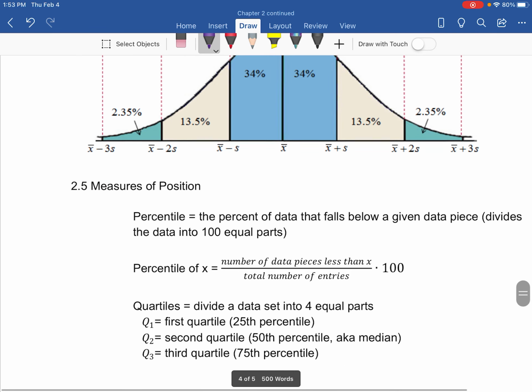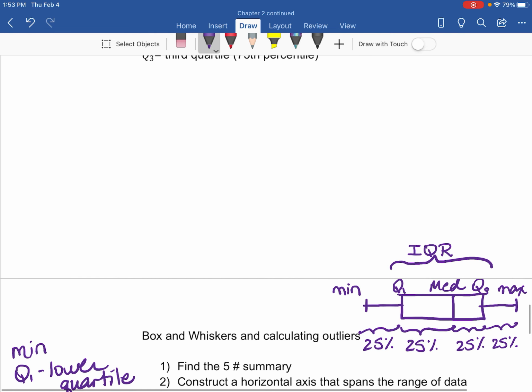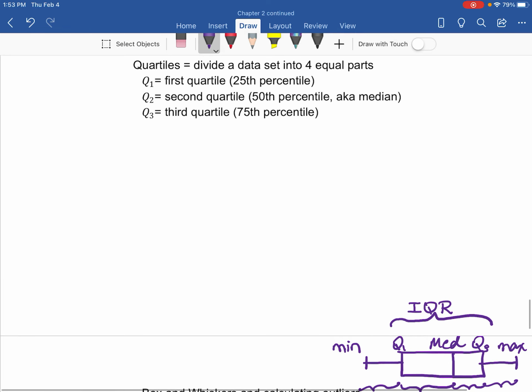So I'm actually going to jump to section 2.5, and then I'm going to come back to the empirical rule. These Q1, Q2, and Q3 also serve as something called a percentile. A percentile is the percent of data that falls below a given data piece. If you fall in the 93rd percentile for a test, then that means that 93% of the people scored below you. So when you talk about percentiles, it always means the percentage below. Looking at Q1 and the picture that I showed you, at Q1, 25% of the data falls below. So that is the 25th percentile.